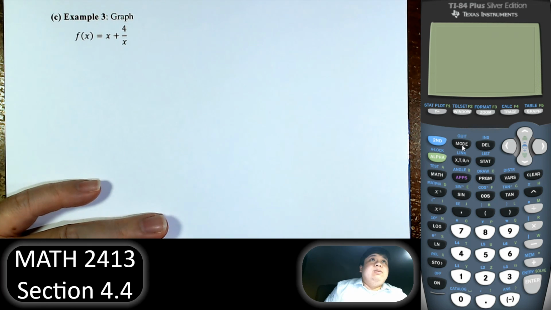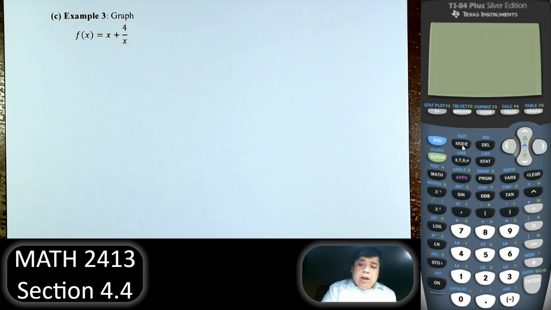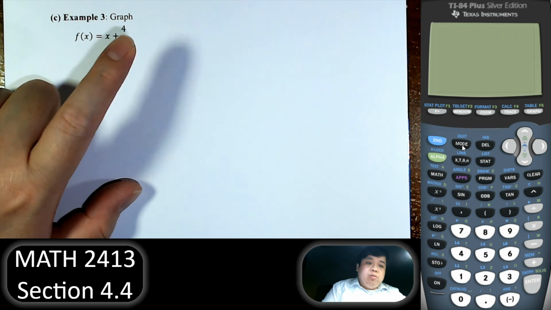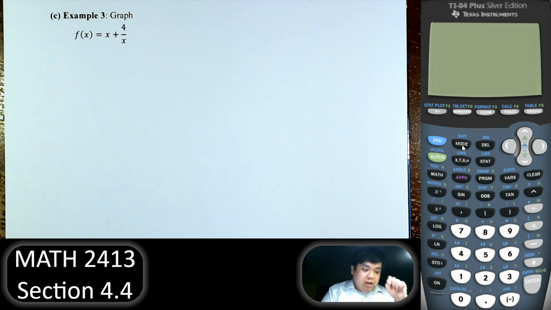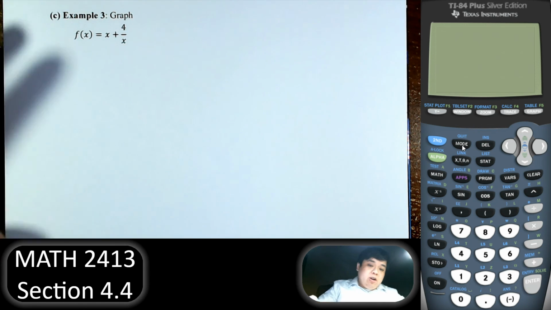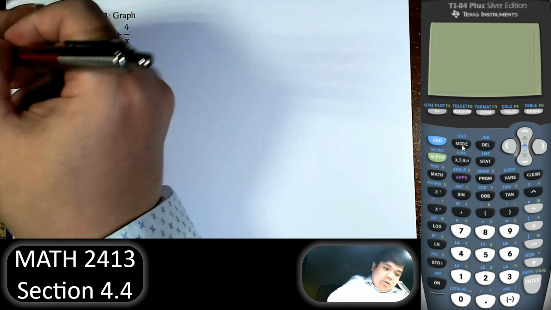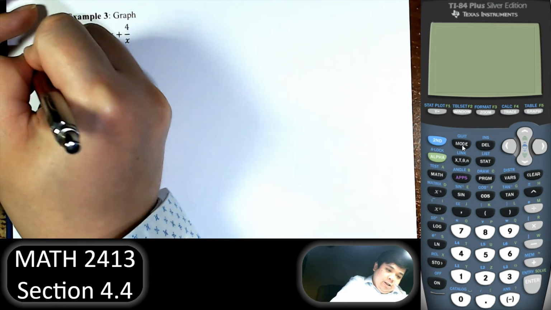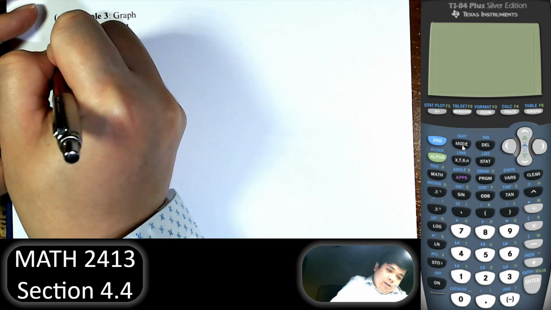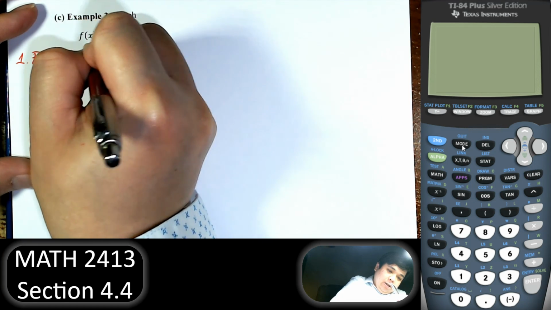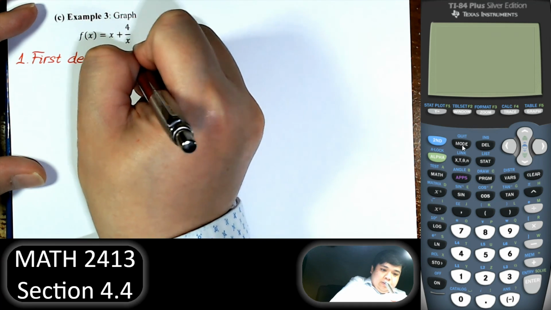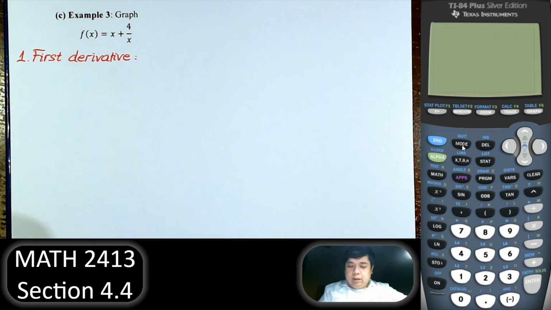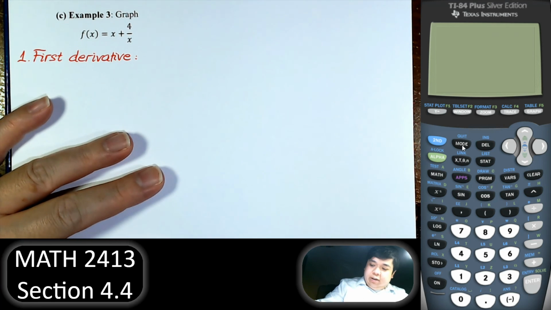Let's graph this function. So first thing we look at this one. If we have to find the domain, x cannot be equal to 0 because divided by 0 is undefined. So we have to pay attention on that. And then we just focus on the first and the second derivative. So first derivative, we'll take the first derivative.